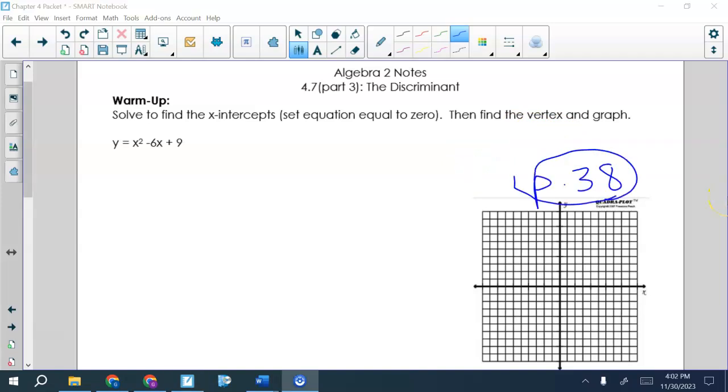All right, you can either use factoring or the quadratic formula to solve to find those x-intercepts. And then once you have that done, you can find the vertex and graph it out. So go ahead and pause the video and try the warm-up on page 38.